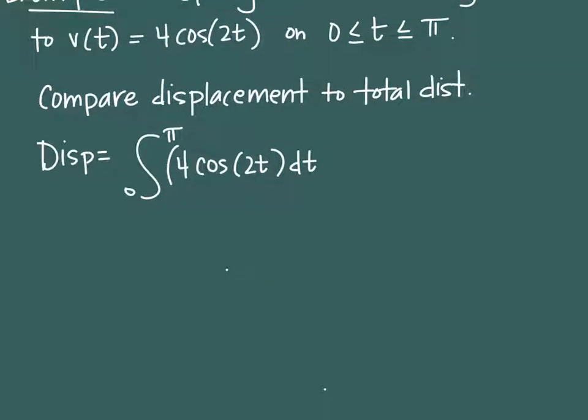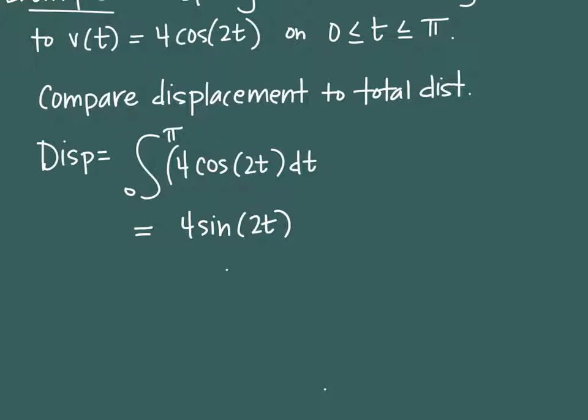But this is something we don't need. It's not terribly complex. We can do the antiderivative. The antiderivative of 4 cos is 4 sine 2t. But it's not just 4 sine regular t, it's 4 sine 2t.